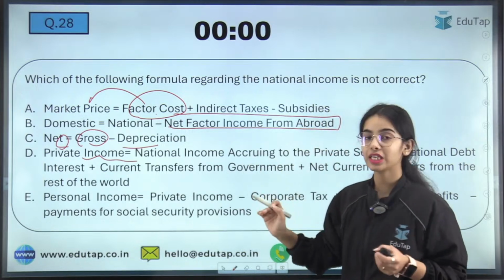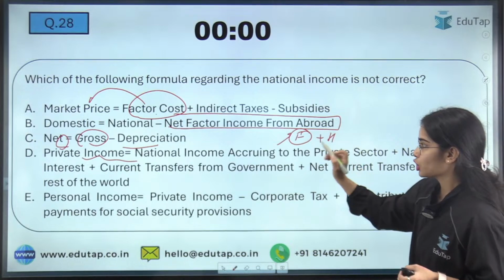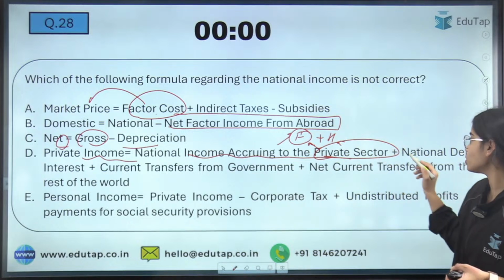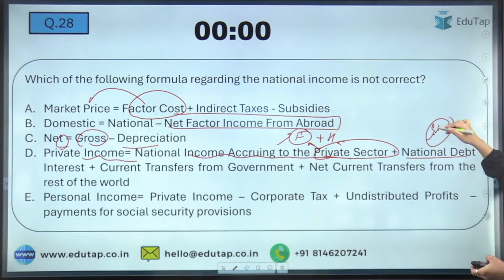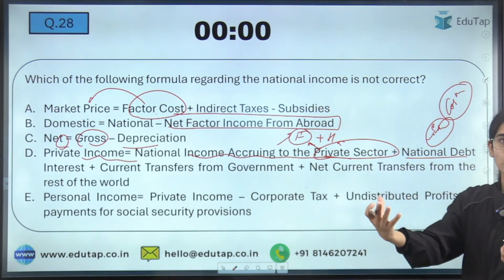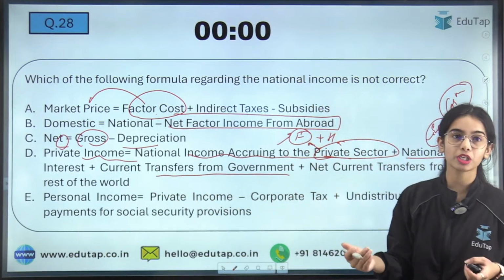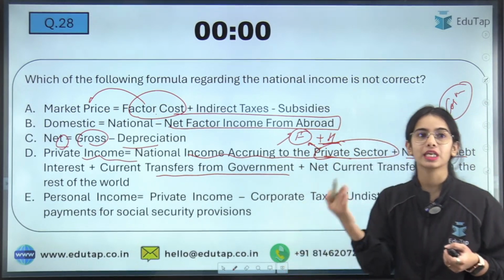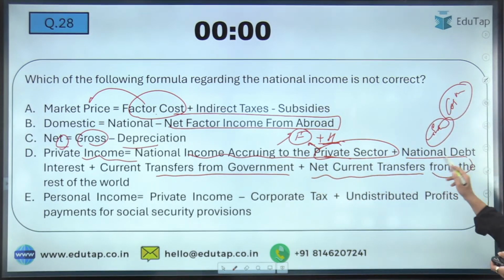Private income: here you want to see the income of the private firms and the households. So it is the national income accruing to the private sector, that is the private firms and the households, plus the national debt interest. You are getting interest on the loans you have given for consumption. Plus the current transfer payments you get from the government, such as subsidies, unemployment allowances, and old age pension. These are the current transfers from the government that households get, as well as net current transfers from the rest of the world.